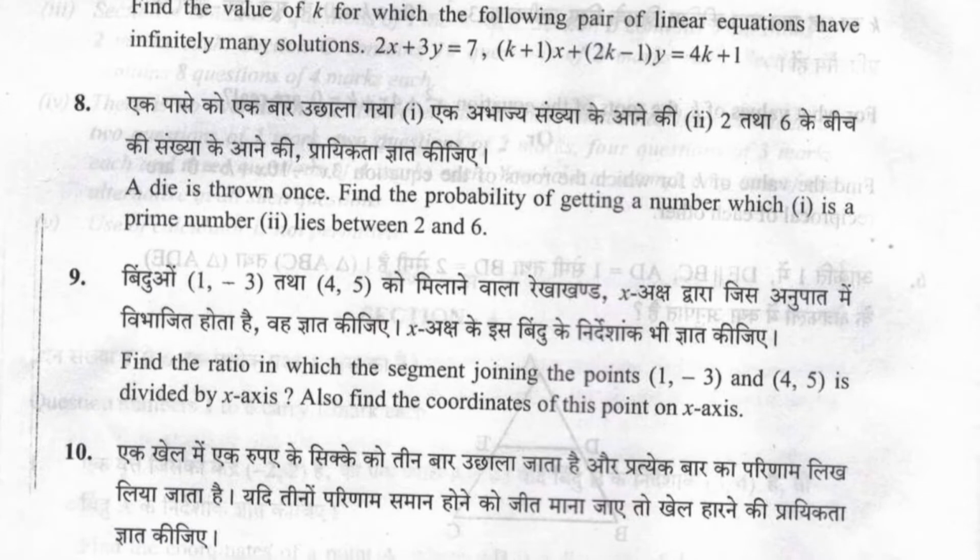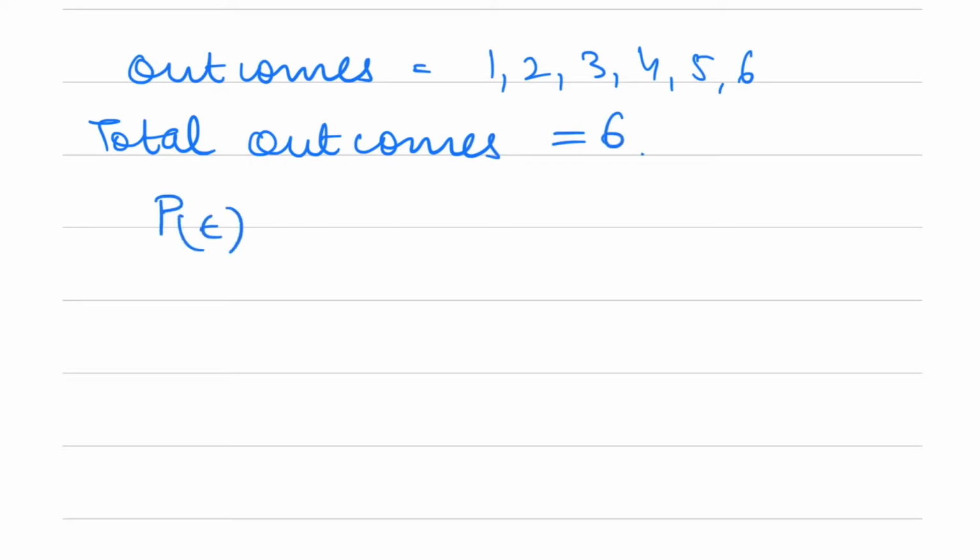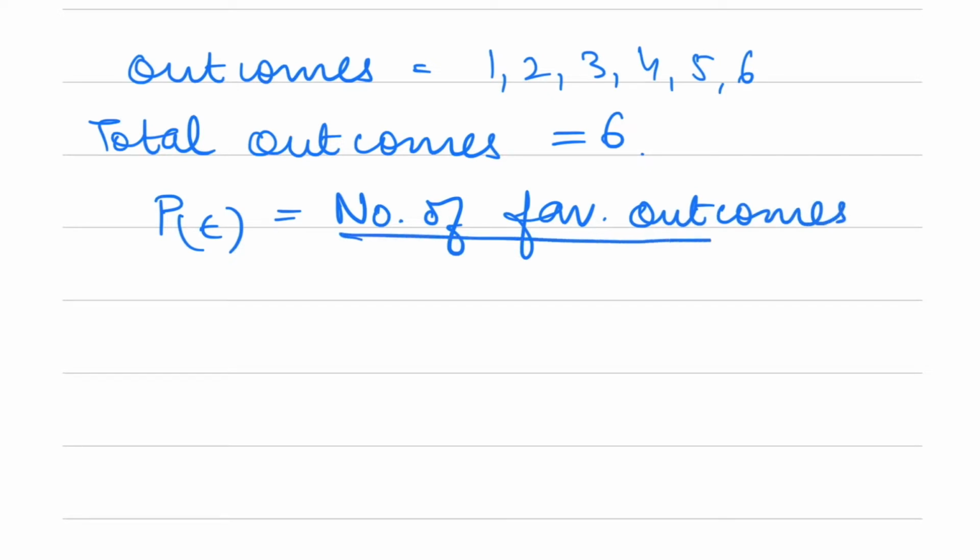8th question. In this, a die is thrown once. Find the probability of getting a number which is, first part, a prime number and, second part, lies between 2 and 6. A die is thrown once, so outcomes will be 1, 2, 3, 4, 5 or 6. So total outcomes are 6. Now we can write down the formula: probability of an event is number of favorable outcomes divided by total number of outcomes.